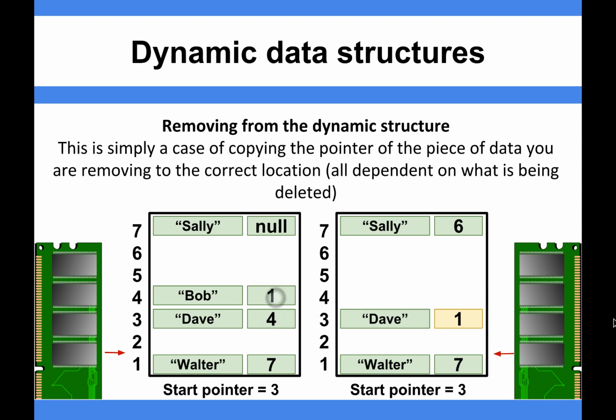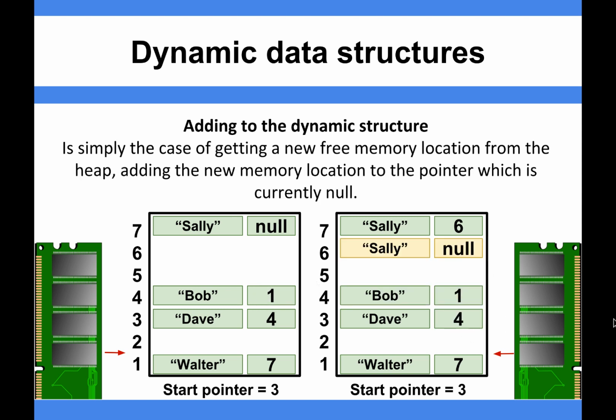But all we've done is we've taken Bob's pointer and copied it to Dave, basically eliminating Bob, because Dave was pointing to Bob, and then Bob was pointing to somebody else. So if we take Bob's pointer to somebody else and move it to Dave, Bob's now no longer part of our dynamic structure. So by copying one pointer in the correct place, from the person you're deleting to the person that was pointing at the one you're deleting, you are therefore deleting that bit of data.